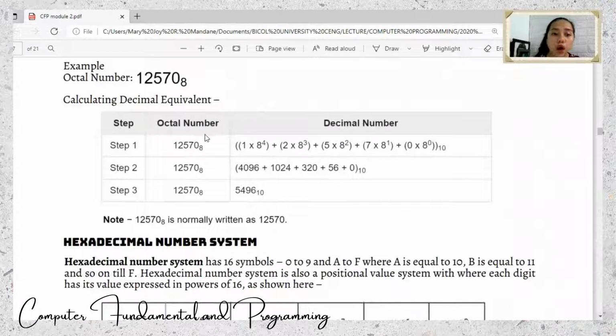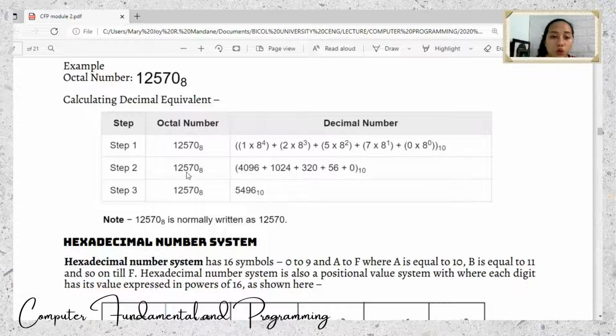Okay, so for example, if we have the octal number 12570 base 8, what's the decimal equivalent of it? So what we can do is take 1 times 8 raised to 4, plus 2 times 8 raised to 3, plus 5 times 8 raised to 2, plus 7 times 8 raised to 1, plus 0 times 8 raised to 0. Since a decimal number has a base of 10, we write it as sub 10.